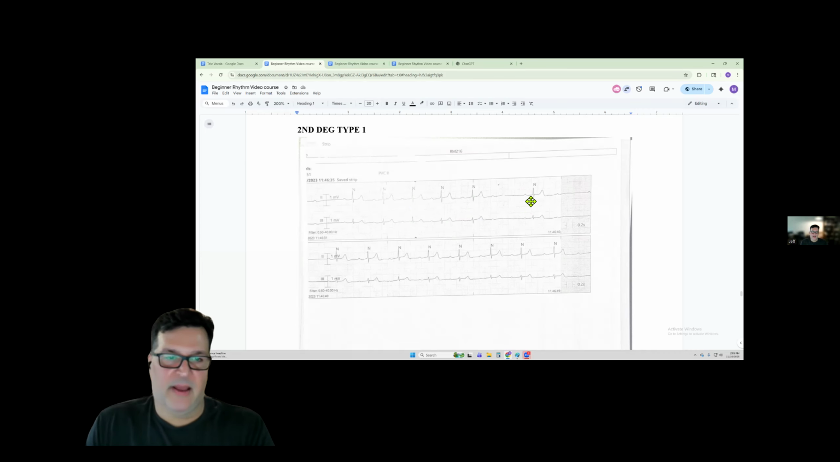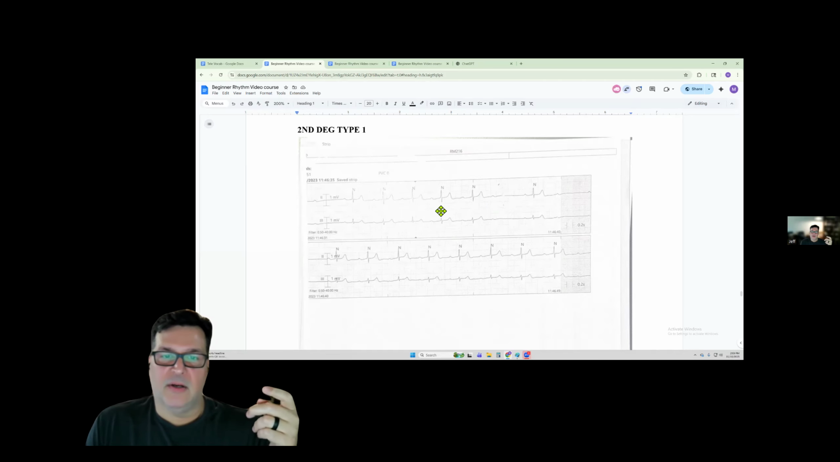See how, I wish I had calipers, but this is a little bit bigger. If you can see the width, that PR interval, that segment right there is bigger than this segment right here. So all you need to do is compare these two beats. Compare that. This is the longest PR interval. This is your reset. That's your native PR interval here.